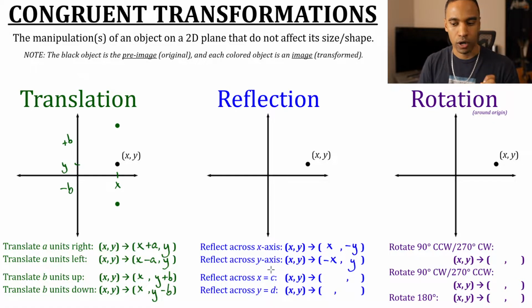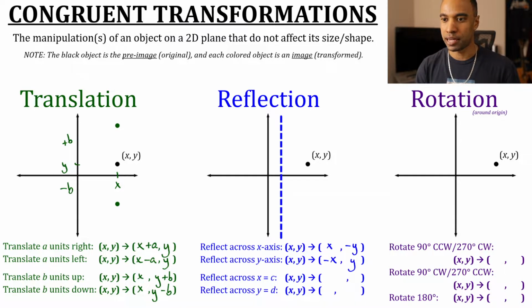Now, here's going to be a weird one. Reflect across x equals c and y equals d. What I mean is across any sort of vertical or horizontal line that's not necessarily your axis. x equals c could be this guy right here. It could be a vertical line, and remember, x equals c is a vertical line. Here's the c, whatever.